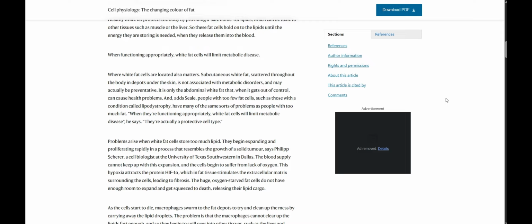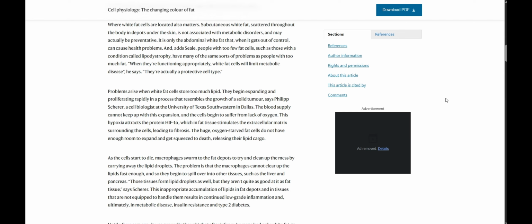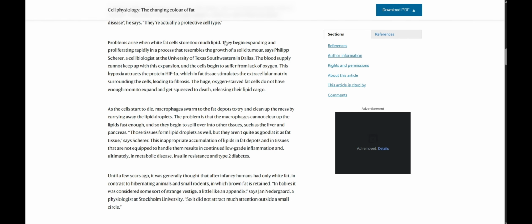And at the same time, people with too few fat cells, such as those with a condition called lipodystrophy, have many of the same sorts of problems as people with too much fat. When they are functioning appropriately, white fat cells will limit metabolic disease, he says. They are actually a protective cell type. And again, that's by sequestering the lipids.